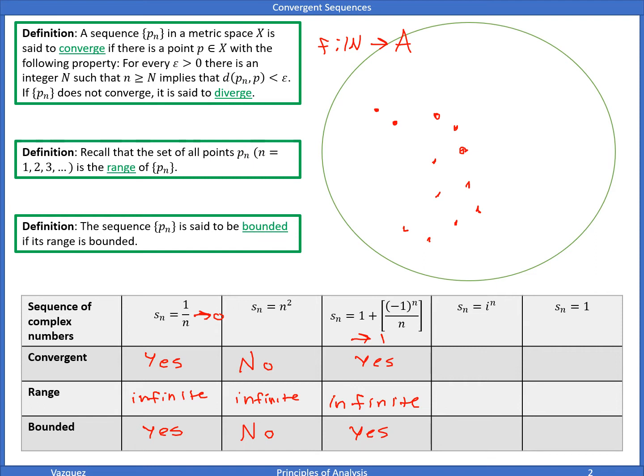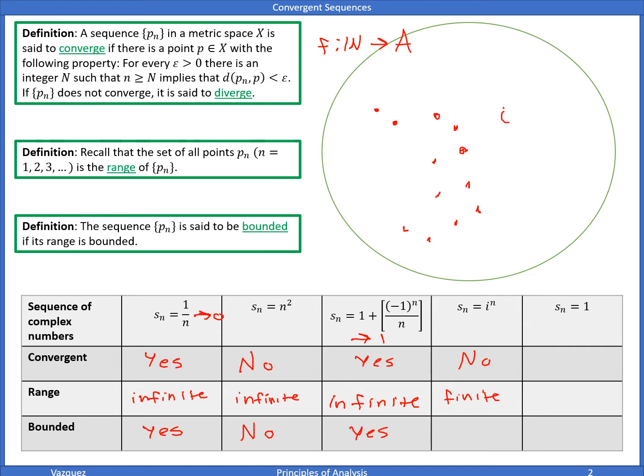Okay, next one. i to the n, where i is the square root of -1. Does this sequence converge? No. And I think they show you this problem in some high school class. Does it have infinite or finite range? It just has a finite range, right? It's only 4 different numbers.